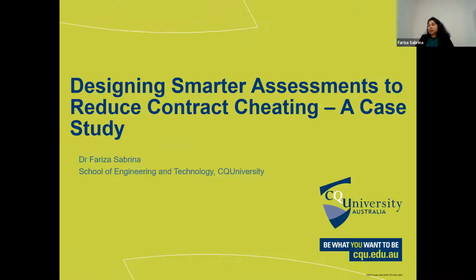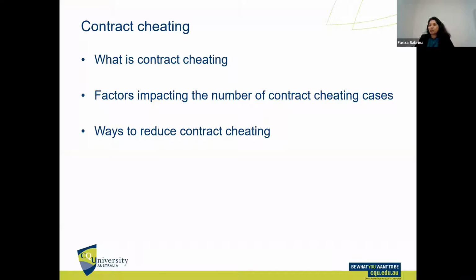My goal was, in the unit I'm coordinating, there were some cases of contract cheating in previous terms. So my goal was how we can reduce the number of academic misconduct cases, and specifically I was focusing on contract cheating. I made some changes that I would like to share with you. First of all, what is contract cheating? All of you know that contract cheating is, in general terms, when a student outsources their assessment to a third party, paid or unpaid, and it could be family members or outside as well. And there are a number of factors impacting contract cheating cases.